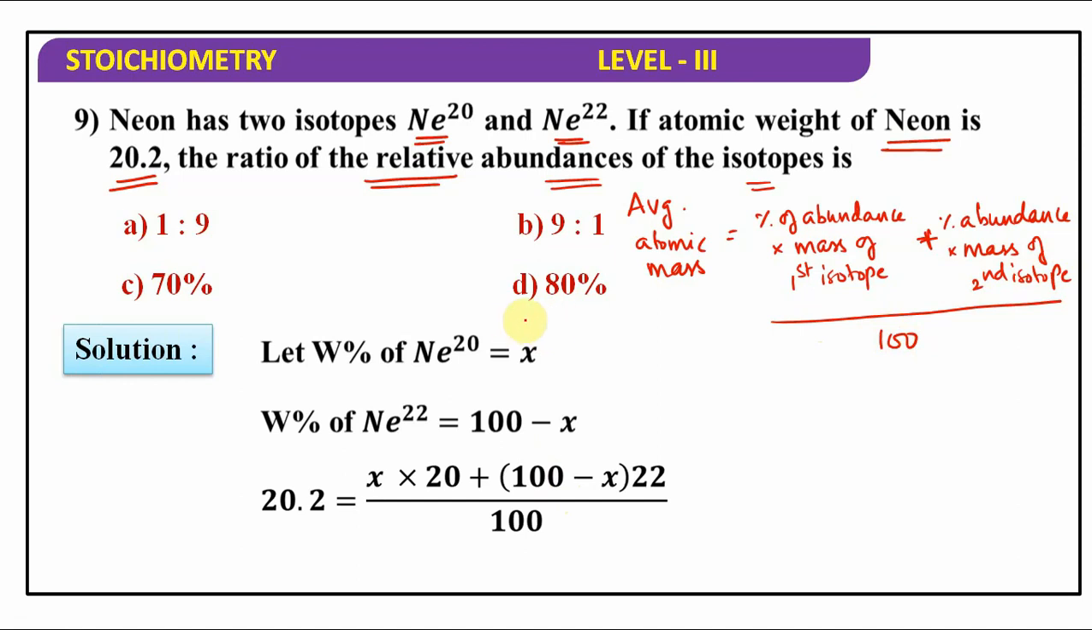Let us say we don't know the percentage abundance of neon 20 as well as neon 22. Let us say neon 20 percentage abundance is X. Then the percentage abundance of neon 22 will be 100 minus X. Take the formula: average atomic mass 20.2 is equal to percentage abundance of the first isotope X, mass 20, plus percentage abundance of the second isotope 100 minus X, mass 22, divided by 100. Understood?